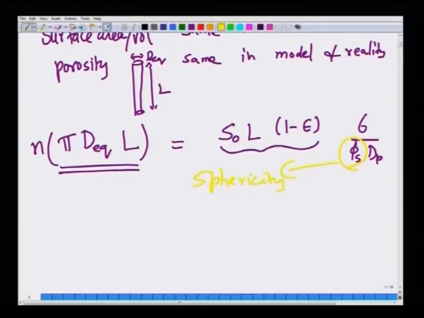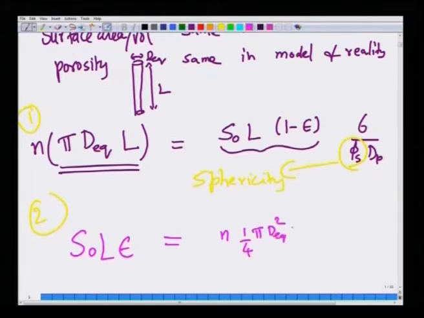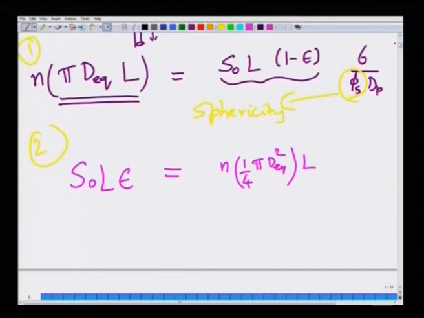Now, having done this, we also require the second relation. This is the first relation. The second relation is that the void volume in the bed, which is S naught L epsilon, is the same as the total volume of the n channels. That is the amount of volume that is available for flow. So, the volume of n channels is pi d equivalent squared by 4, that is the cross sectional area, times the length, times n, the number of such tubes. By equating these two, we can get an expression for d equivalent.